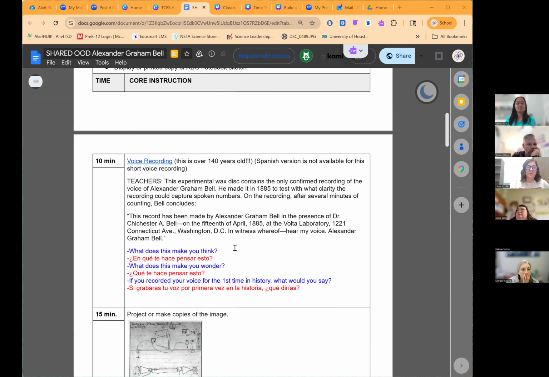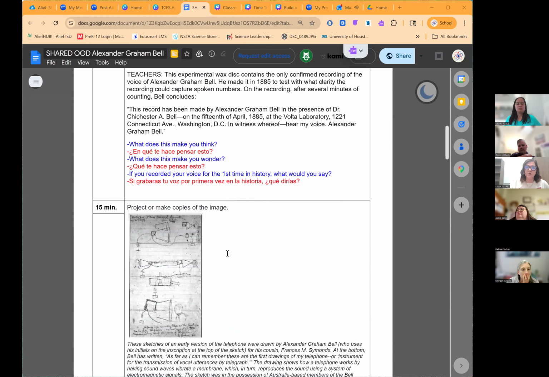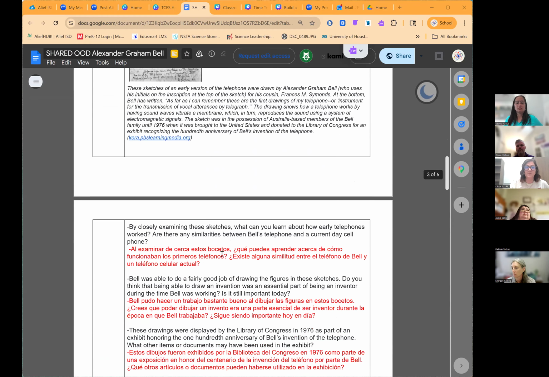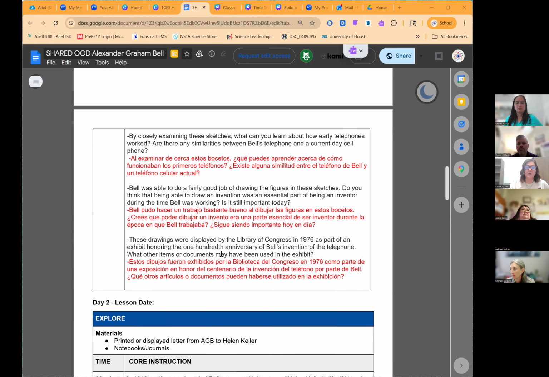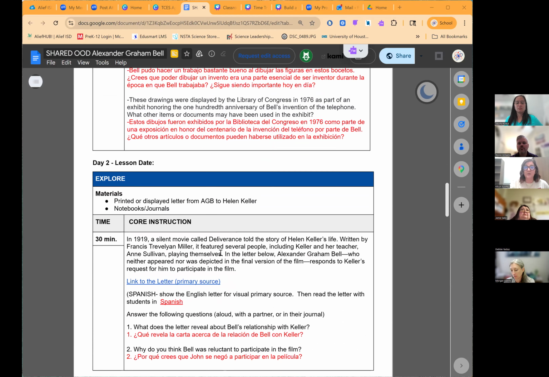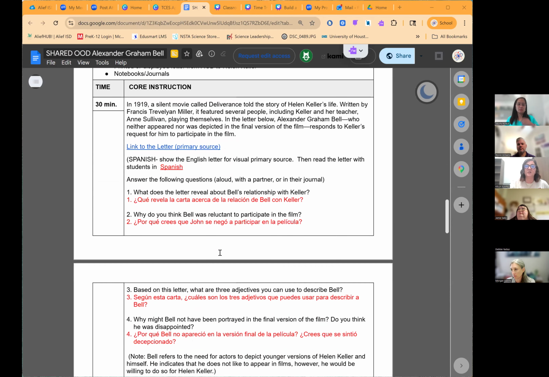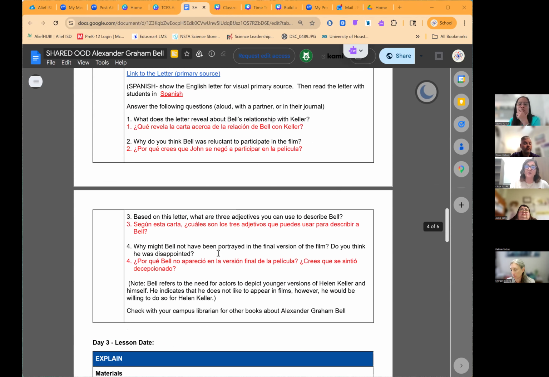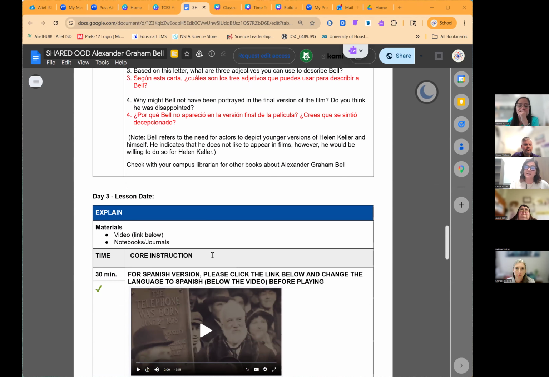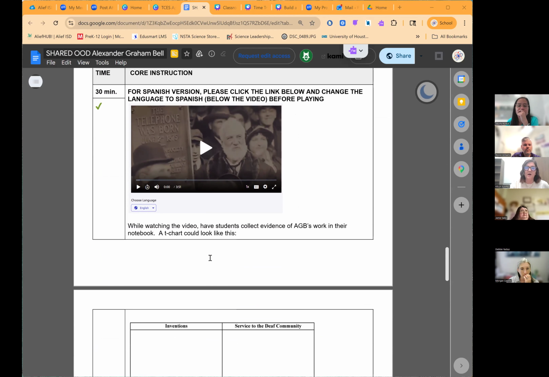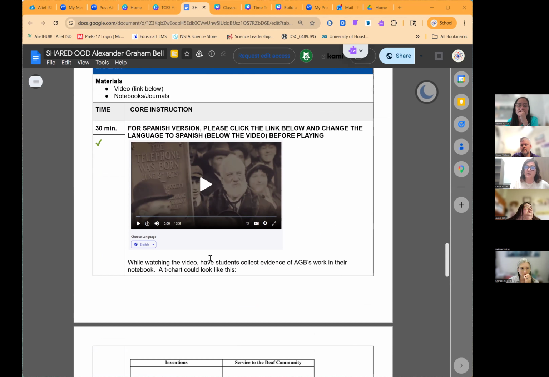And it begins with a real quick voice recording that's over 140 years old and just kind of an engaging piece. Then it moves into having students examine some artifacts from Alexander Graham Bell and his connection to Helen Keller. And the letter is the thing that we've translated into Spanish. Pause right there for just a second. We've translated the letter to Helen Keller into Spanish.